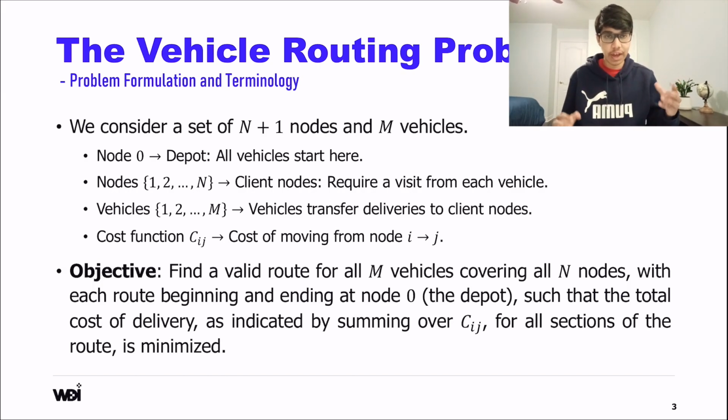So we have a set of n+1 nodes where node 0 represents the depot, and the nodes 1 through n represent the clients that need to be visited. And we have a set of m vehicles. We also have a cost matrix for which each element, the cost C_ij, represents the cost of moving from node i to node j. Again, we have an objective function, and our goal is to minimize the cost of the routes that the vehicles take.